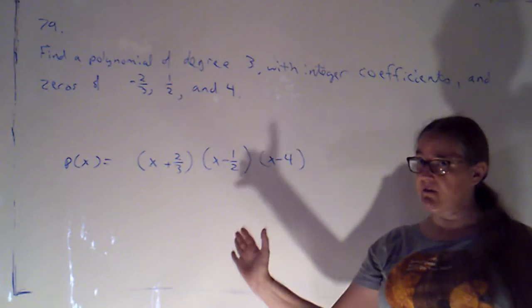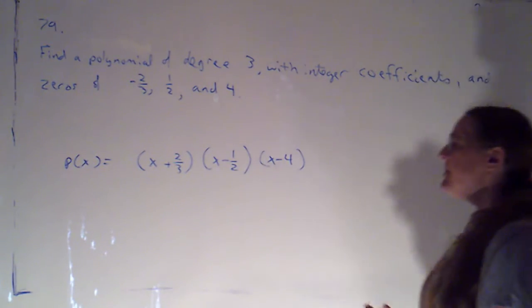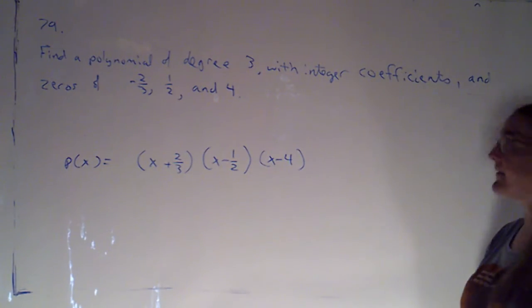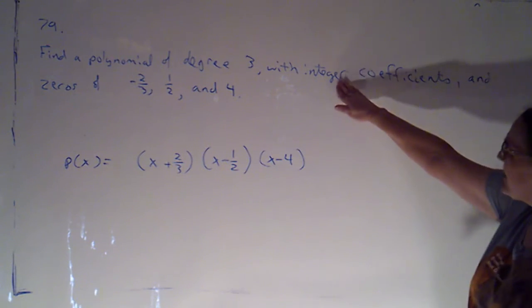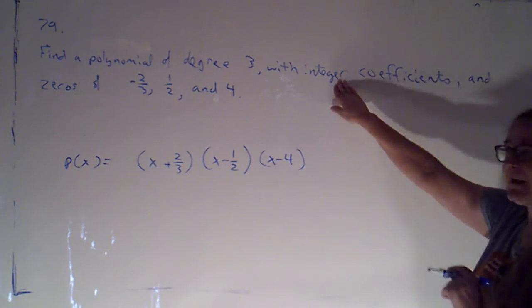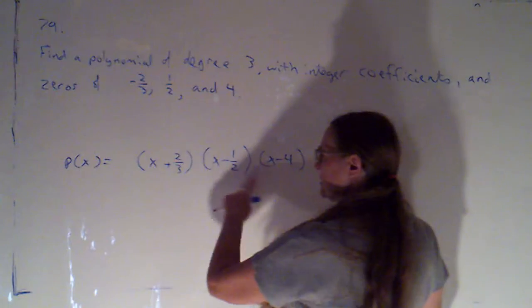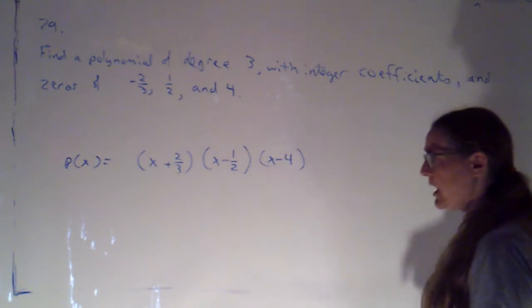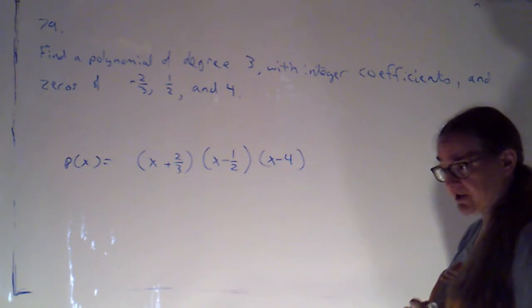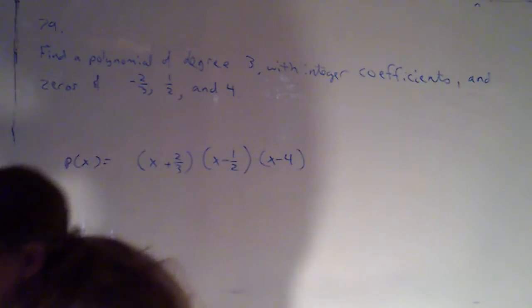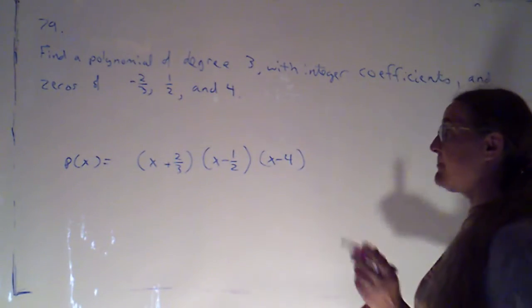So I can't have any more factors with x's, but I can have constant factors. And because I want to have integer coefficients, I think I'm going to need some. Because if I were to multiply this out right now, I would end up getting some fractions in things. But I'm allowed to multiply by integers.